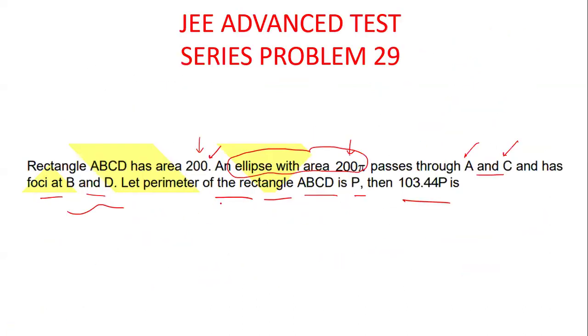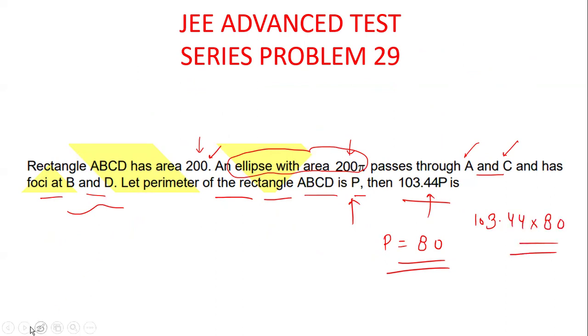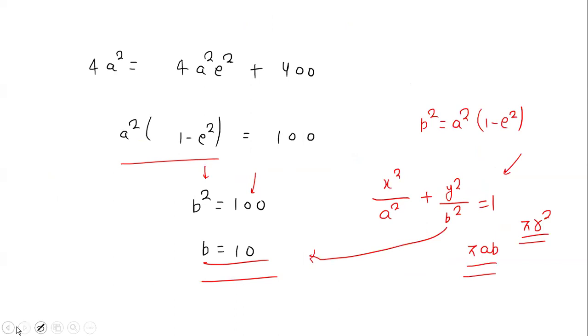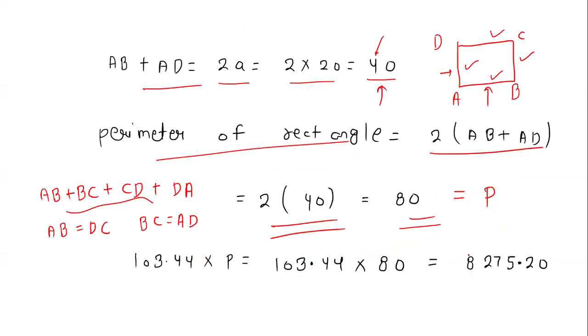So we found that P is equal to 80, and now we just have to multiply 103.44 by 80, and you will get the final answer. So the final answer of this problem is 8275.20. So this is the final answer, and in this way we can solve this.